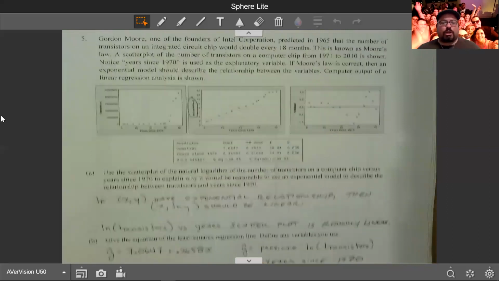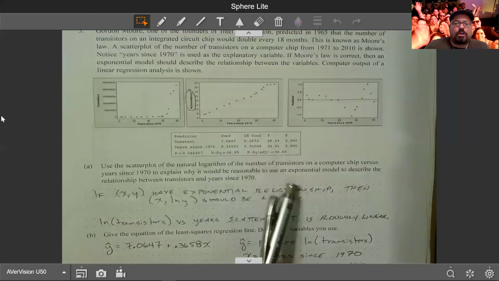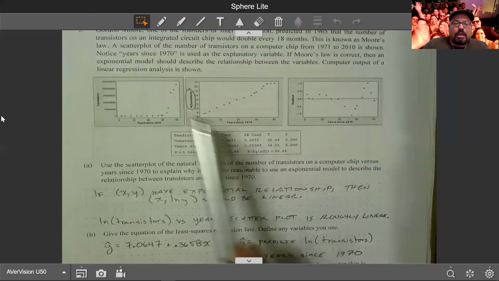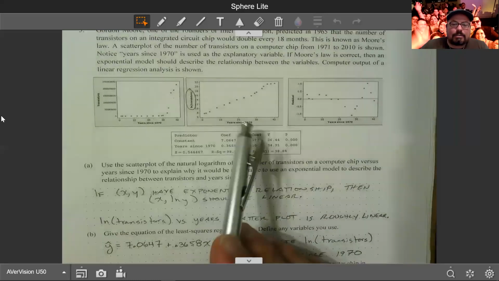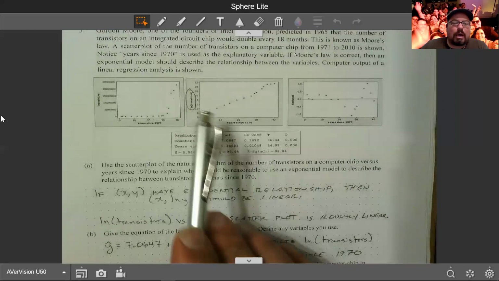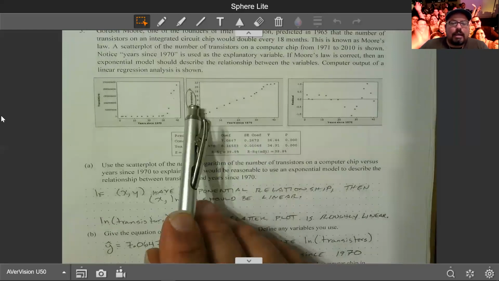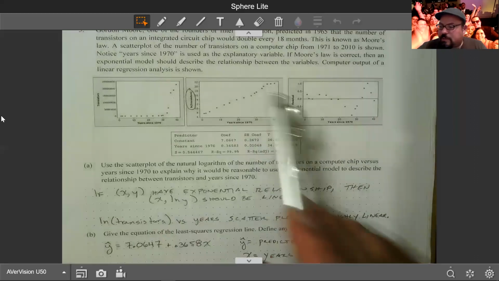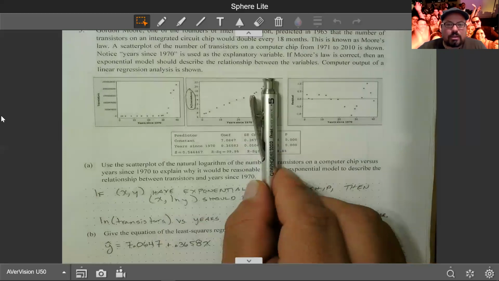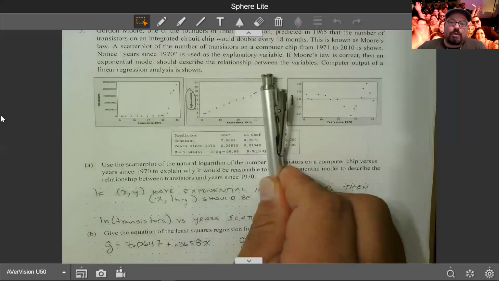So if we look at this, we say, hey, here's the scatter plot. Why would an exponential model be good? Well, look at our scatter plot of x versus the natural log of y. Right, here's x, here's the natural log of y, and that scatter plot is pretty close to linear, especially if I don't look at the very end, right? For the first 30 plus years, that's very, very close to linear.